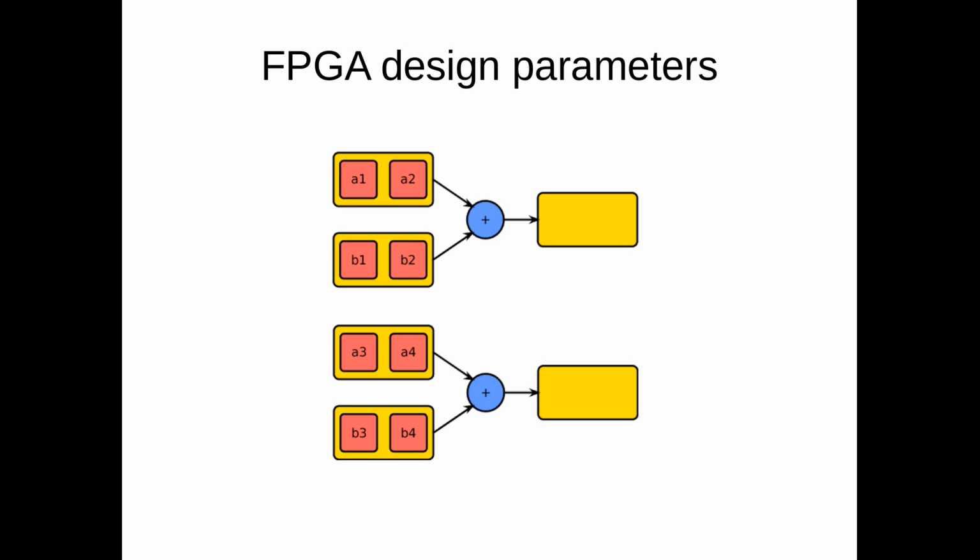So to sum up, the main things that we can do with FPGAs in order to speed up computations are pipelining, parallelization, and tuning data representation.